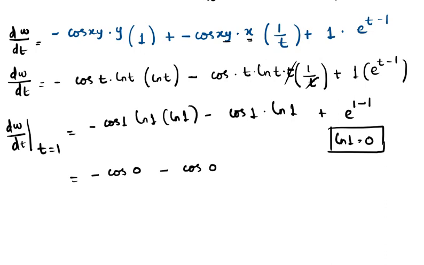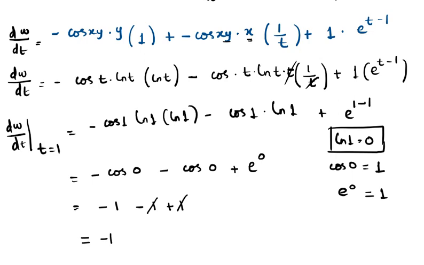And here we have e power 0. Now, we know that the value of cos 0 is equal to 1, and e power 0 is equal to 1. So if you put that, minus 1 here, and here also you will get minus 1 plus 1. Minus 1 plus 1 will be cancelled. So the value will be minus 1. Therefore dw by dt will be equal to minus 1. So this is the final answer.